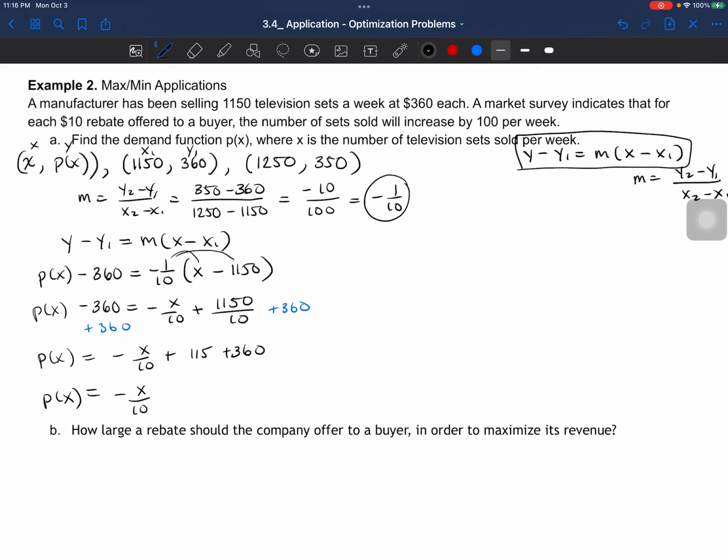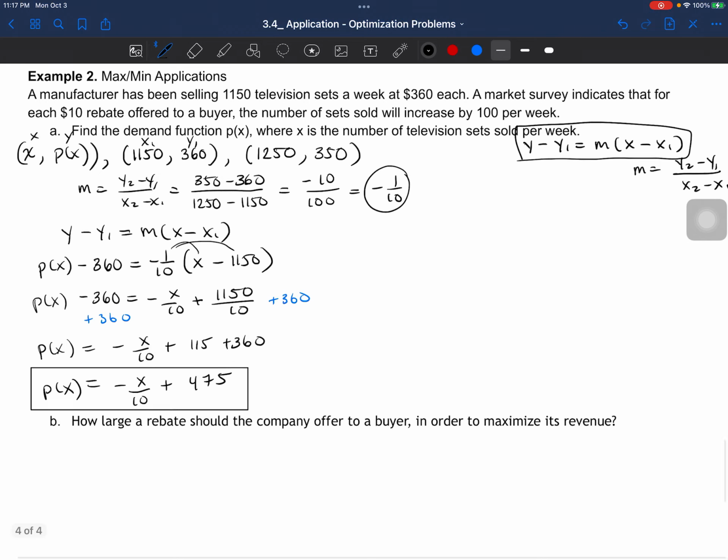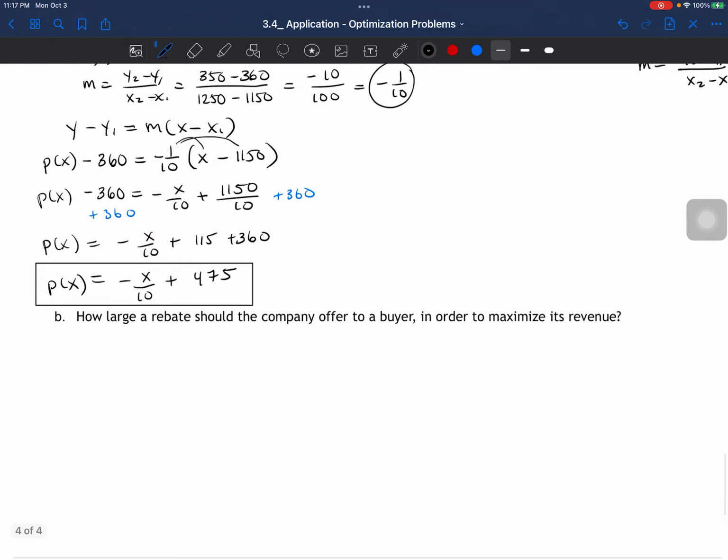So this will give us the demand function is equal to negative x over 10 plus 475. Right, so we found the demand function where x is the number of televisions sold per week.